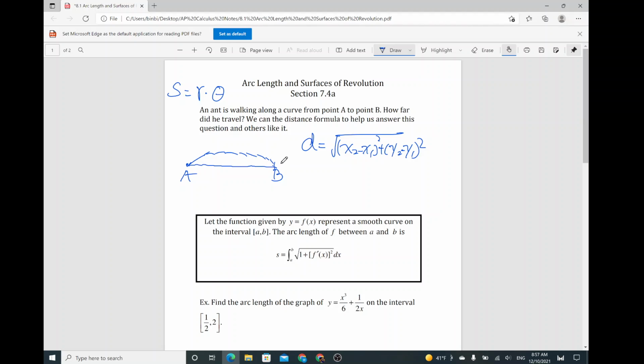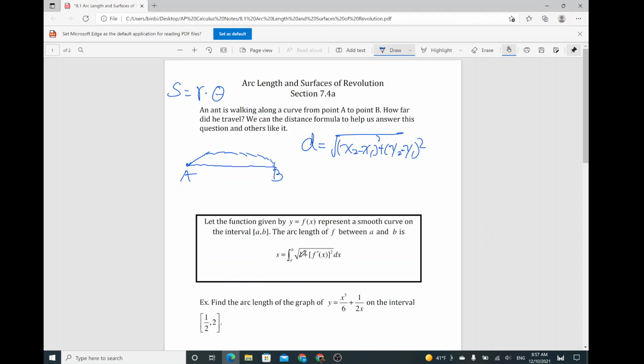But this one is not just a straight line segment, it's about the arc length, because the ant doesn't go straight like this. So the way to do it is using differentials. The differential is about getting the distance of each position. Once you integrate from point A to point B, we get the arc length.